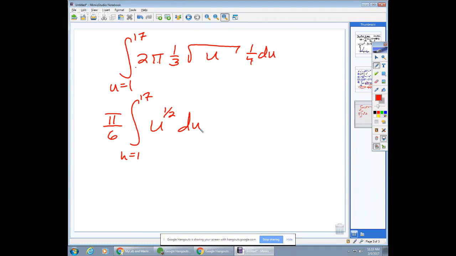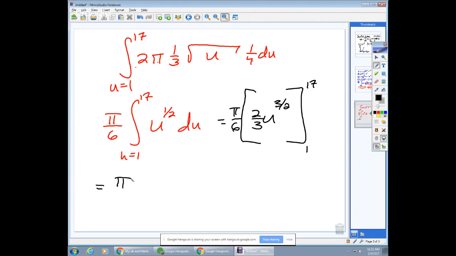And then what's an antiderivative here? u to the 3/2 when we add 1 to that. And then we're supposed to divide by 3/2, which is the same thing as times 2/3. So that's an antiderivative. The pi over 6, we can just leave that chilling out front. And then we have to evaluate this from 1 to 17.